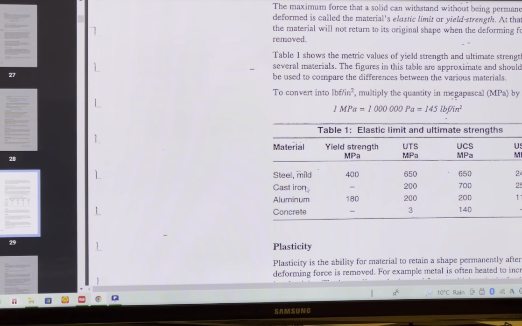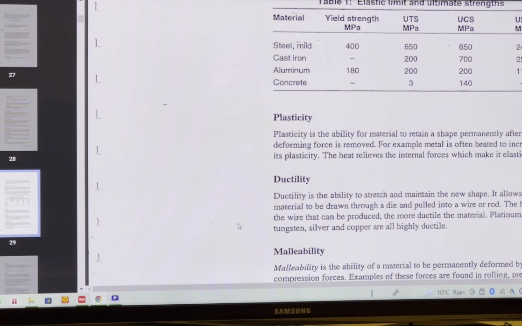Concrete is sometimes the same as cast iron. Concrete is very hard, but it has no yield stress. That means it is very hard and cannot stand yield stress. Here is UTS. Remember. Next up.